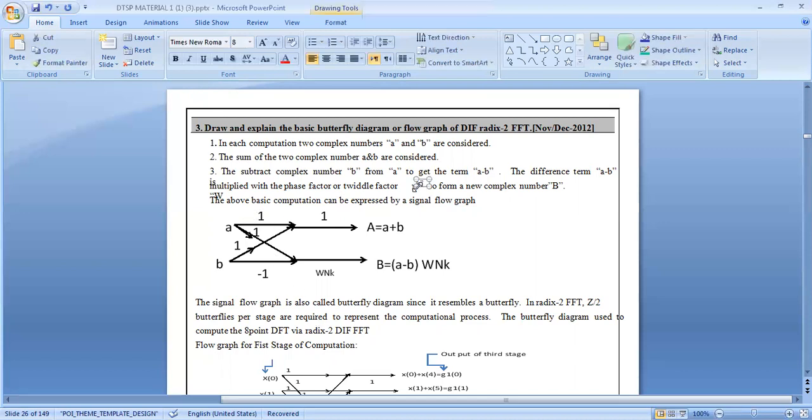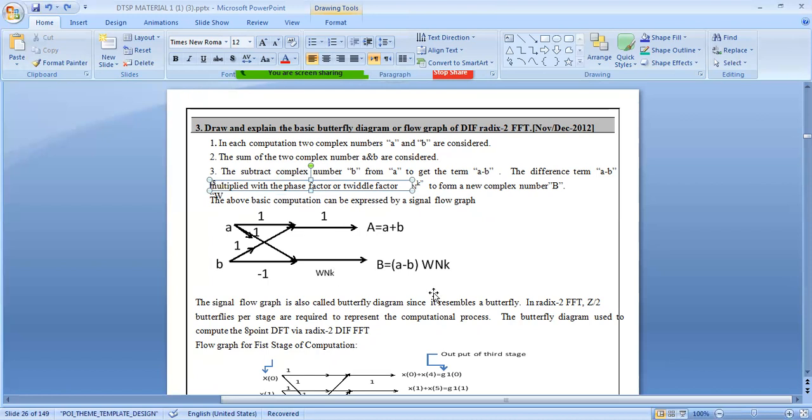Okay, so this will be carrying over here. So when you are saying up, this is the signal flow graph, which is also called the butterfly diagram.